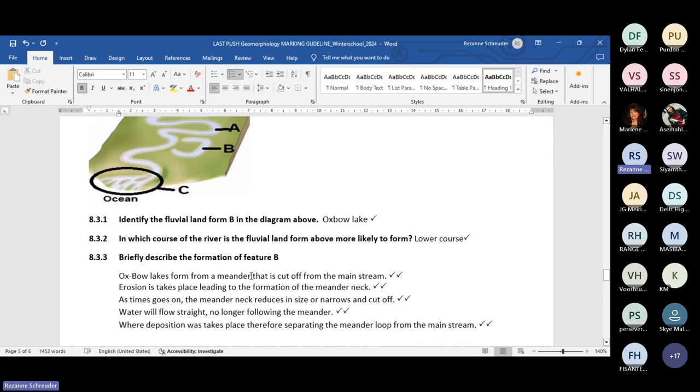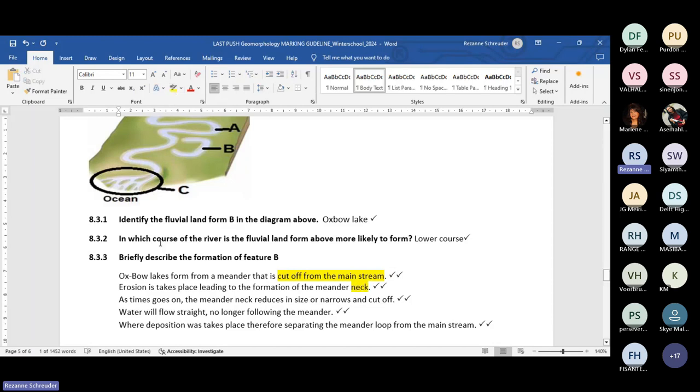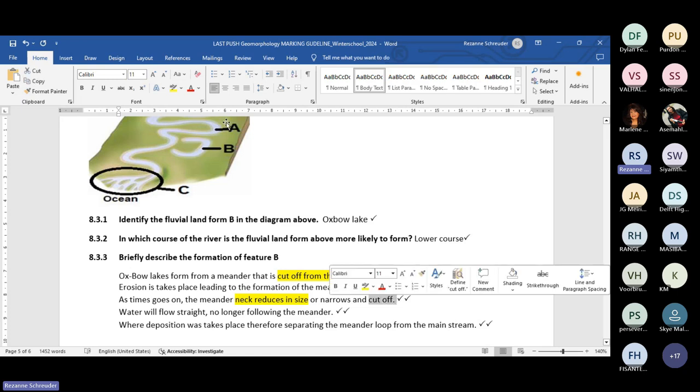We are looking for the meander that is cut off from the mainstream. Why can I not highlight this? Okay. Erosion takes place, leading to the formation of the meander neck. And then as time goes on, very important, it's the neck that reduces in size. And then ultimately, this neck is cut off from the mainstream.